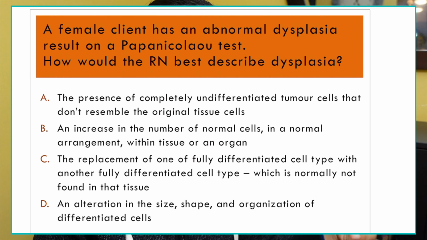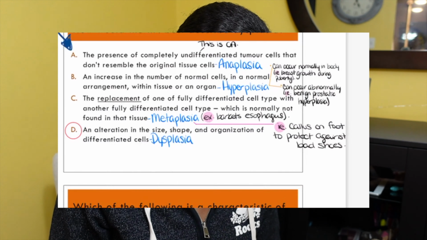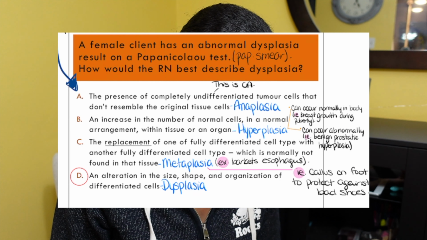My teacher's talking, she asked for a question. A female client has an abnormal dysplasia result on her pap smear. How would the RN best describe dysplasia? So this is something like in a class setting or in Zoom, for example, the teacher asks the questions, we respond to it via poll. For myself, I know that this answer is actually D.